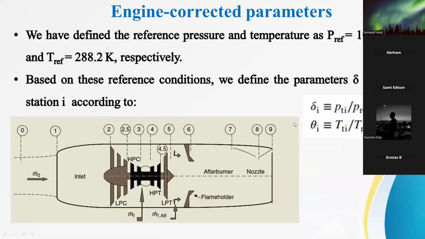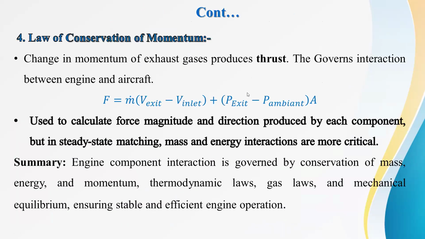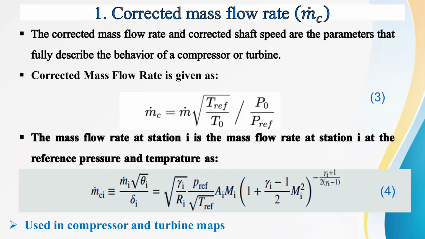So the corrected mass flow is one among the corrected parameters, which is defined in terms of the actual mass flow, m_i, times the temperature ratio divided by the pressure ratio. T reference indicates the reference temperature, and T naught is the free stream temperature condition. P naught is the free stream pressure condition, and P reference is the reference pressure condition.